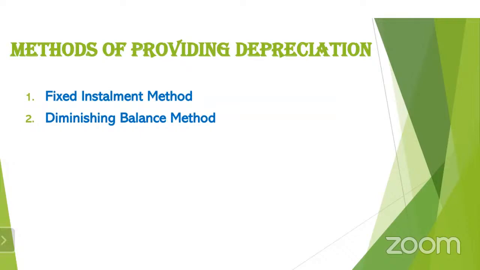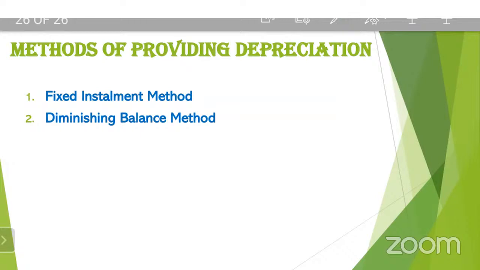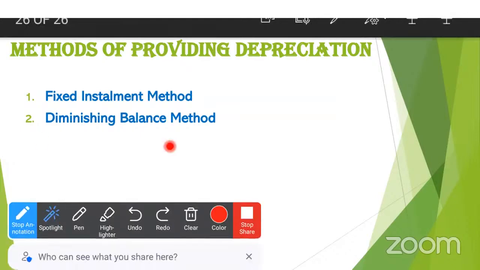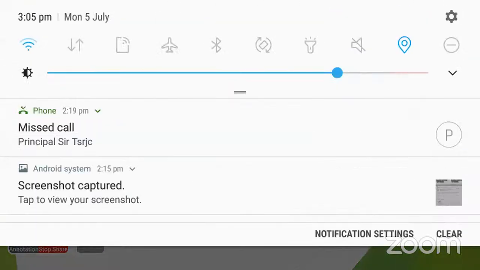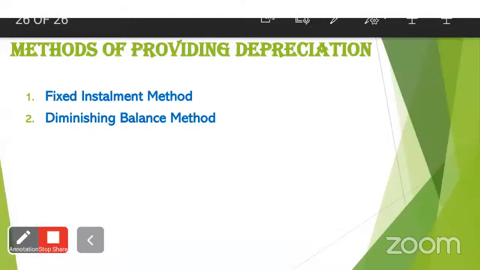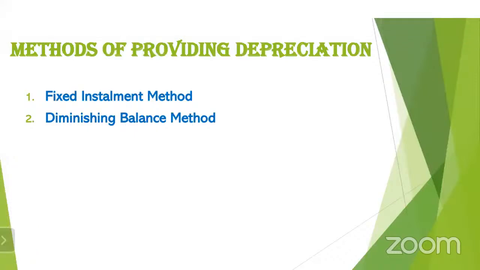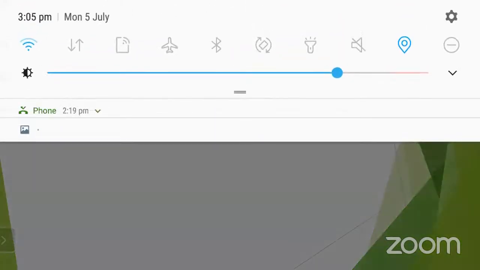Okay, these are methods to calculate the depreciation, but at present we are using only 2 methods: fixed installment method and diminishing balance method. These are the 2 methods which we are using at present. We will discuss the problems using these 2 methods in the next class.